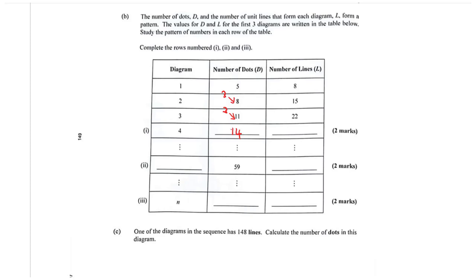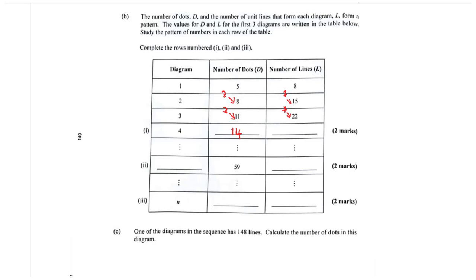Let's look at the number of lines. We started out with 8. Then in diagram 2, we have 15 lines. In diagram 3, we have 22. Here, if I add 7 to the 8, I will end up with 15. And if I add 7 to 15, I'm going to end up with 22. So clearly, I am going up by 7 each time.